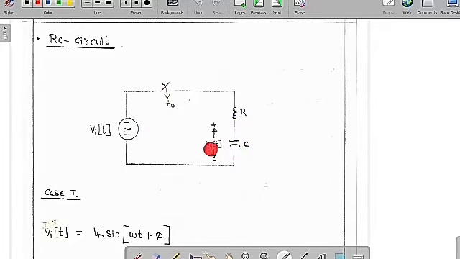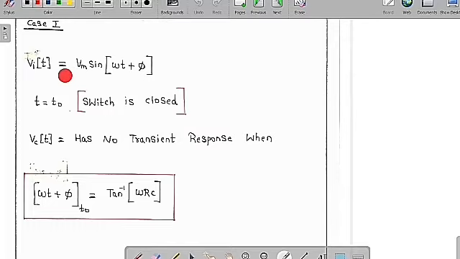Here I am going to consider two cases for the input, same as the previous one. Case 1: Vi of t is equal to Vm sine of omega t plus phi. At t equal to t naught the switch is closed, so at t naught there will be no transient response in Vc of t. The expression is omega t plus phi at t naught is equal to tan inverse of omega RC. Only at this condition can we say there will be no transient response in the capacitor voltage.